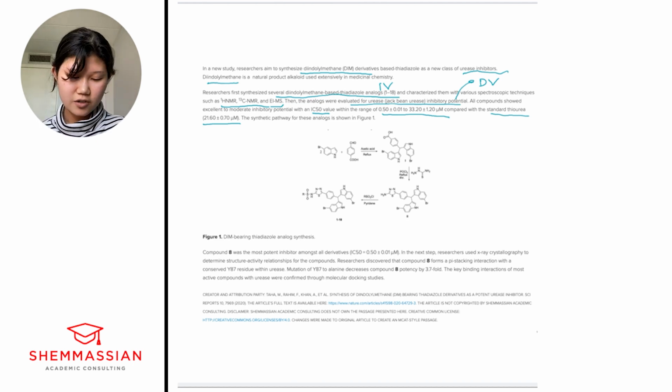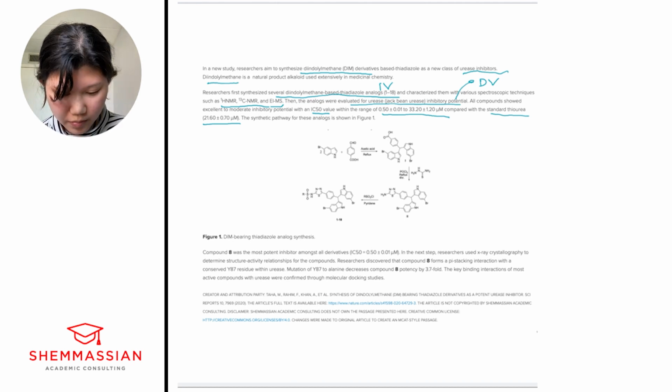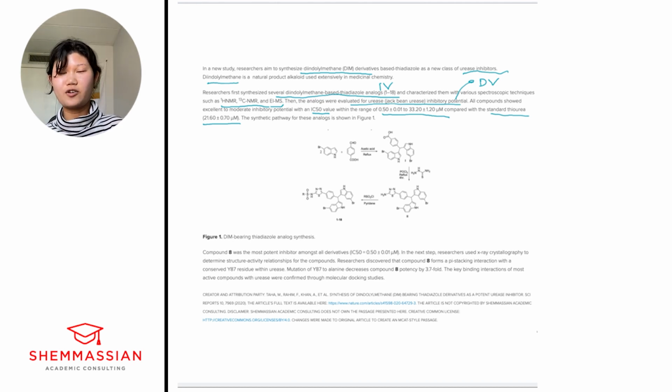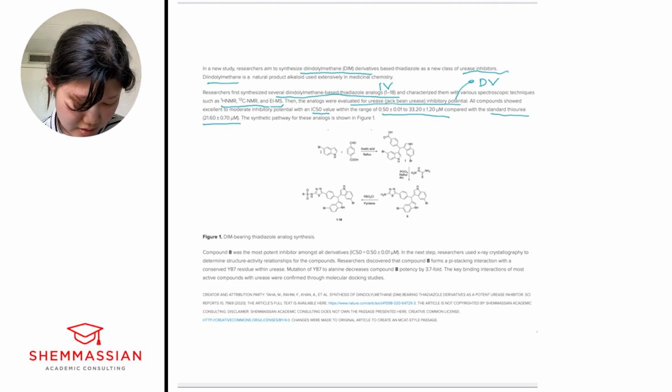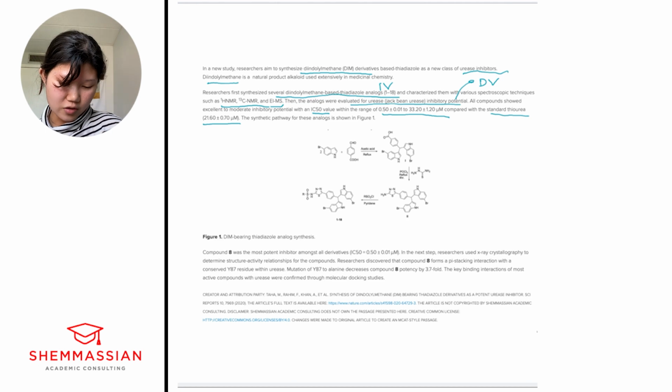All right, so now we're going to analyze the figure. Before we analyze any figure, we would want to read the figure caption. This is DIM bearing thiazole analog synthesis. So we're just given a synthetic scheme of this reaction. Before we talk about the figure, I want you to pause the video and see what we're doing in the first step.